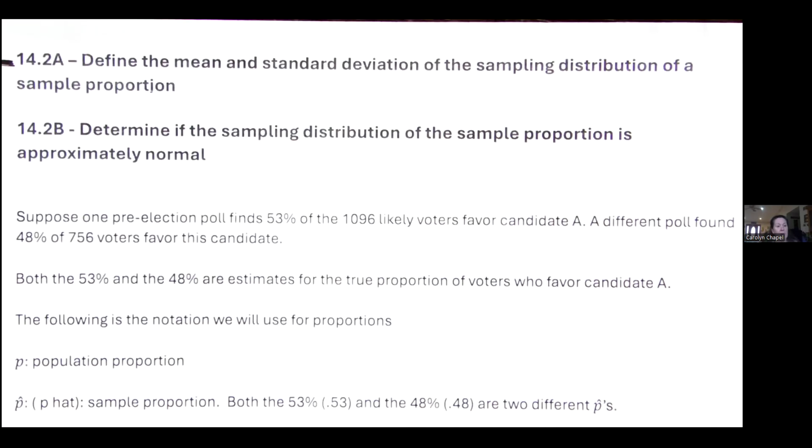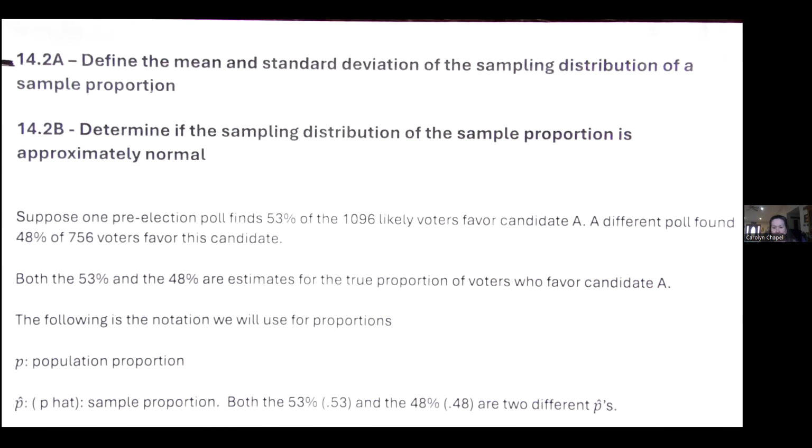So first of all, let's just do an example. One pre-election poll finds that 53% of the 1,096 likely voters favor candidate A. A different poll found that 48% of the 756 voters favor this candidate. Both the 48% and the 53% are estimates for the true number of people that favor this candidate, just based on different polls.